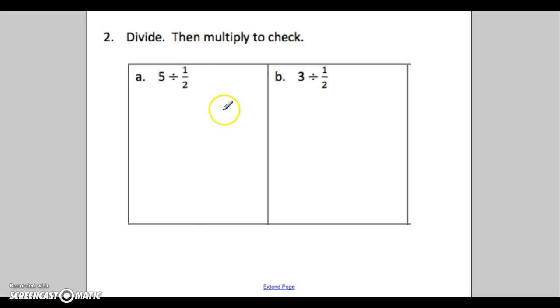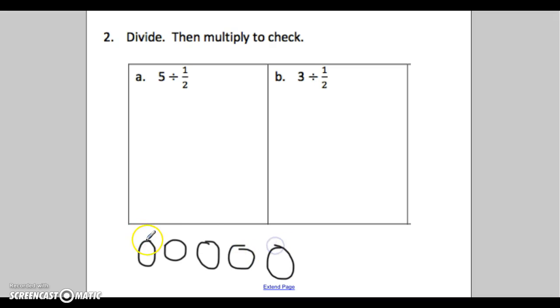This is the next part. So 5 divided by 1/2. Okay, well, I could draw this out with a tape diagram. I could draw this out with a number line. I could even draw it out with circles if I want to. I'm going to model the circles again because I know a lot of people have solved our warm-up questions like that. Okay, so here's my 5 circles, and if I split them all in half, 1/2, 2 halves, 3 halves, 4 halves, 5 halves, 6 halves, 7 halves, 8 halves, 9 halves, 10 halves, my answer is 10.